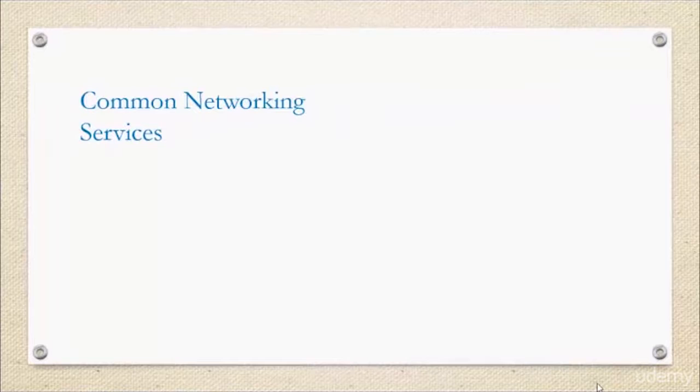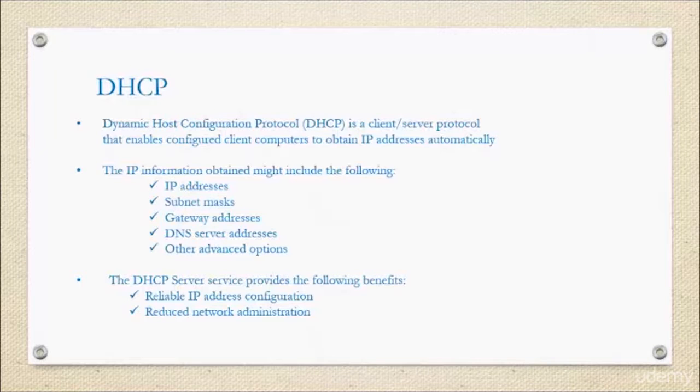Alright, common networking services. So DHCP, Dynamic Host Configuration Protocol, is the protocol that enables your computer to obtain IP addresses automatically. And so the information obtained is probably going to include your IP address, a subnet mask, a gateway address for your default gateway device, your router, and then your DNS server address. Now, there are some other advanced features and options as well that can be included with the DHCP.